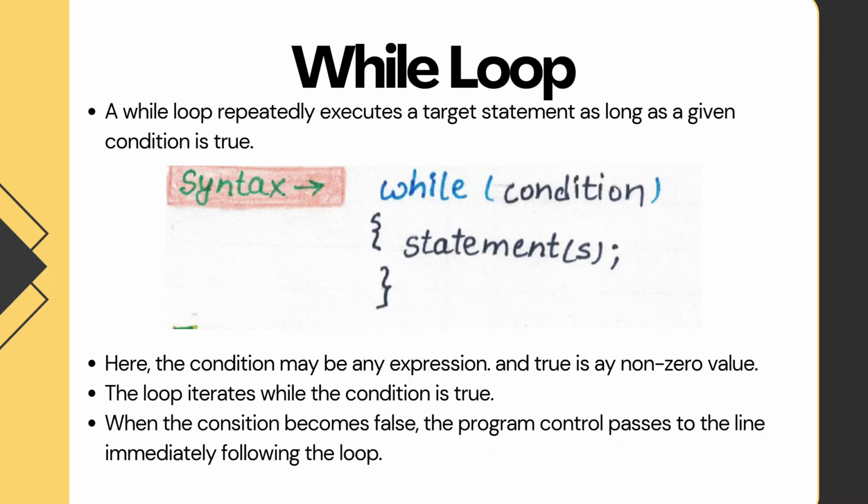The syntax for the while loop is: while, in the brackets we write the condition or the expression. It can be anything, for example, i is smaller than or equal to 10, or array is equal to name. Then the statement is executed inside the curly braces, and then the curly braces are closed. Here the condition may be any expression, and true is any non-zero value. The loop iterates while the condition is true. When the condition becomes false, the program control passes to the line immediately following the loop.